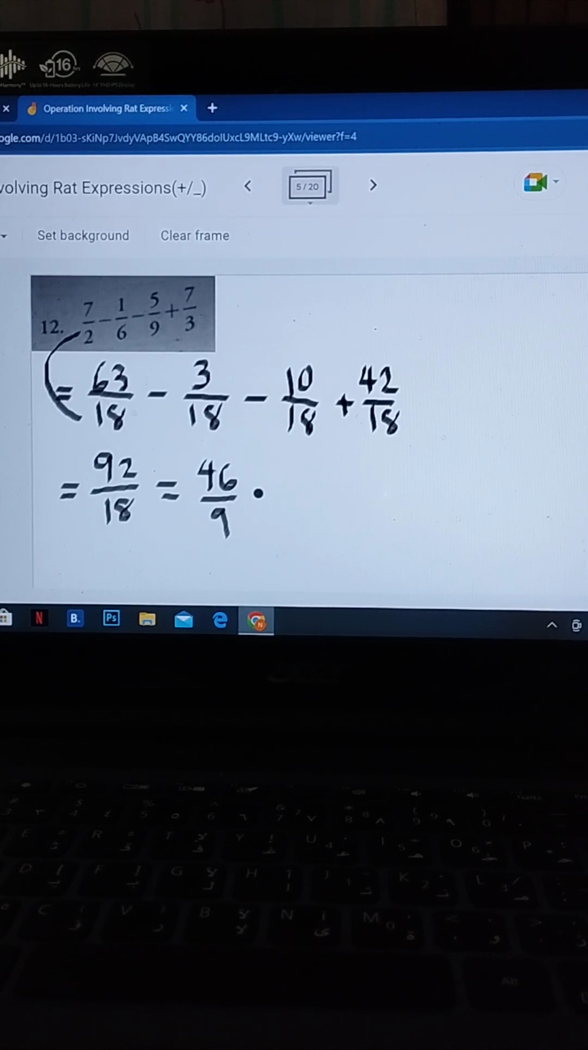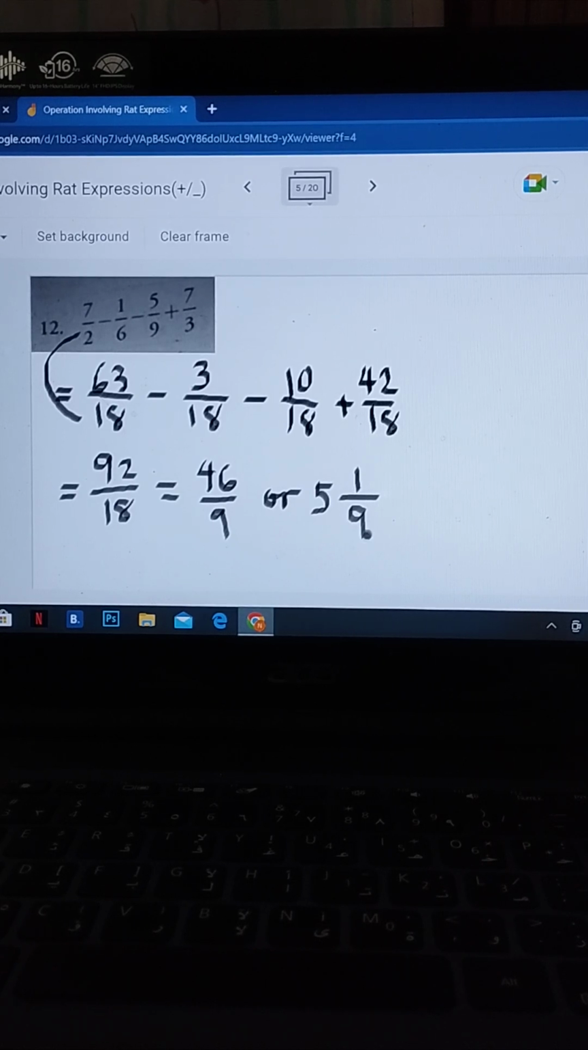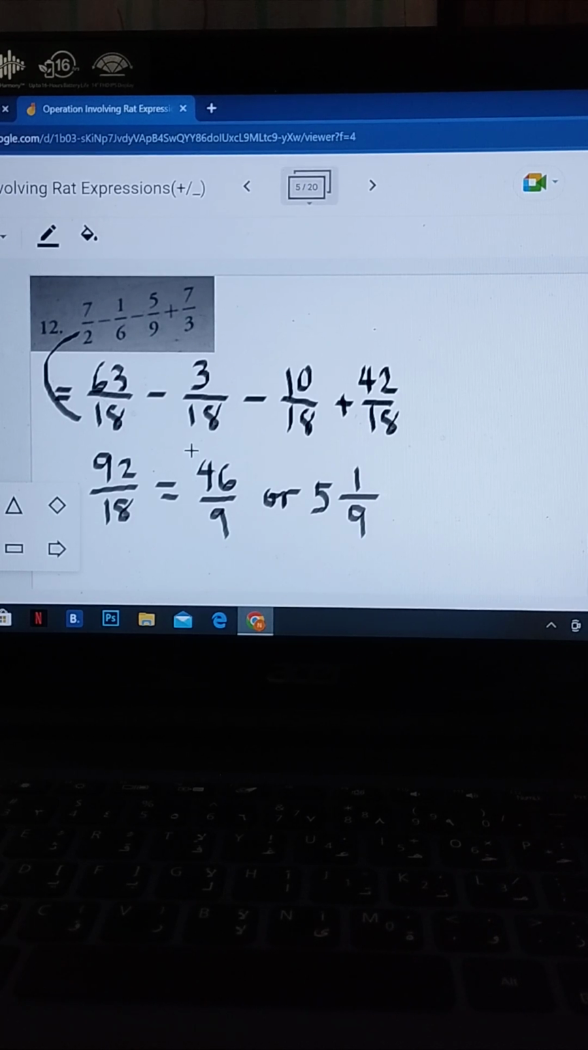Okay, so 46 over 9, or how many groups of 9 are there in 46? Equal to 5. The remainder is 1 over 9. So this is now the answer for number 12.